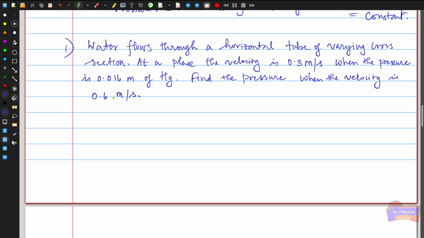So we are assuming that there are two different points A and B, and these two points are at the horizontal level. So the potential energy of these points is the same because there is no height difference. Therefore, P1, P2 can be the pressures at the points A and B, and V1, V2 may be the velocities at the two different points A and B. Then according to the Bernoulli theorem, I can write it as P1 plus half into rho V1 squared, which is equal to P2 plus half into rho V2 squared.